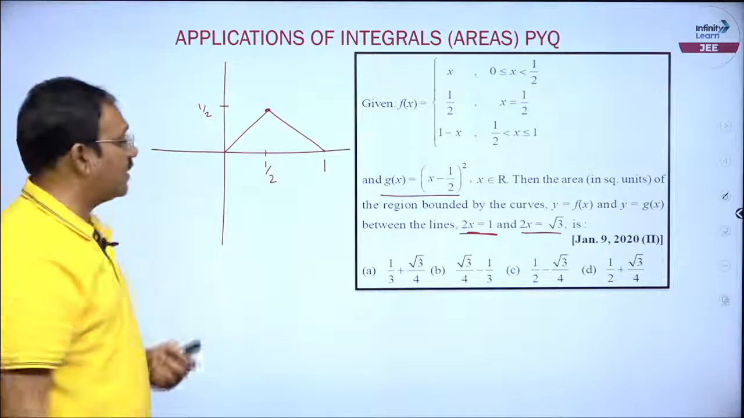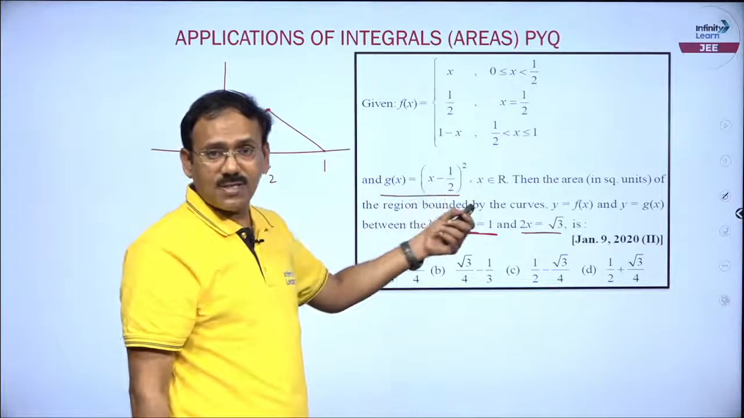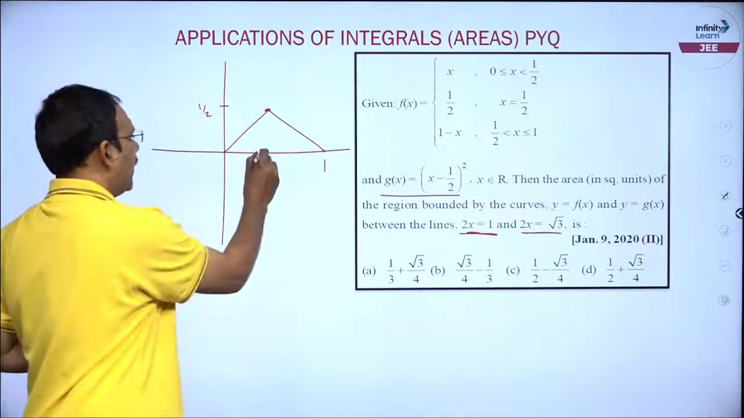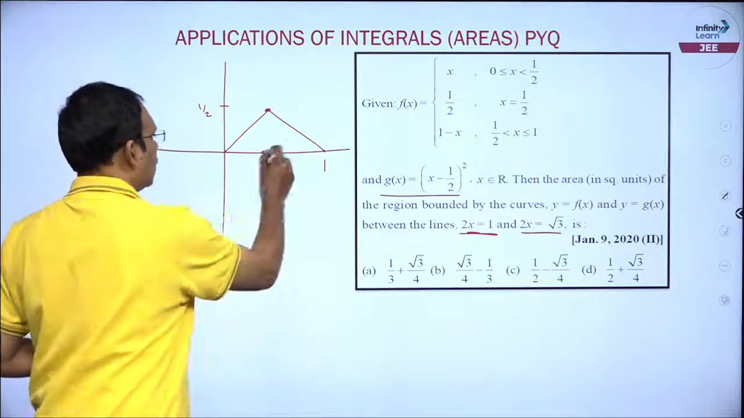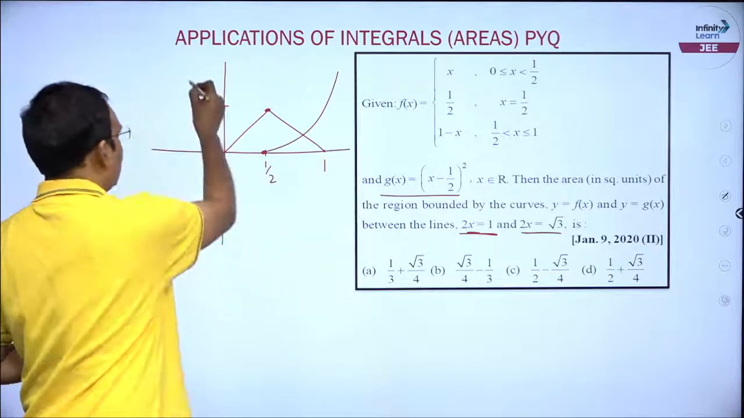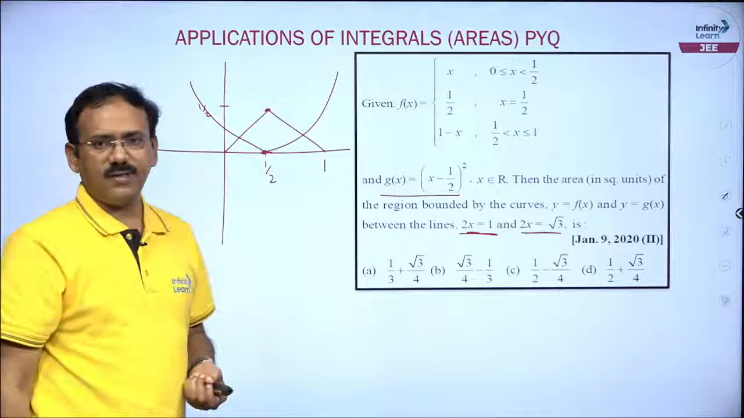Okay. The next, dear friends, g of x is like y is equal to x square, where the vertex is at 1 by 2 comma 0. At this point, like y is equal to x square, it will be an upward parabola. Of course, when x is 0, it is 1 by 4, it comes like this. This is the parabola, dear friends.